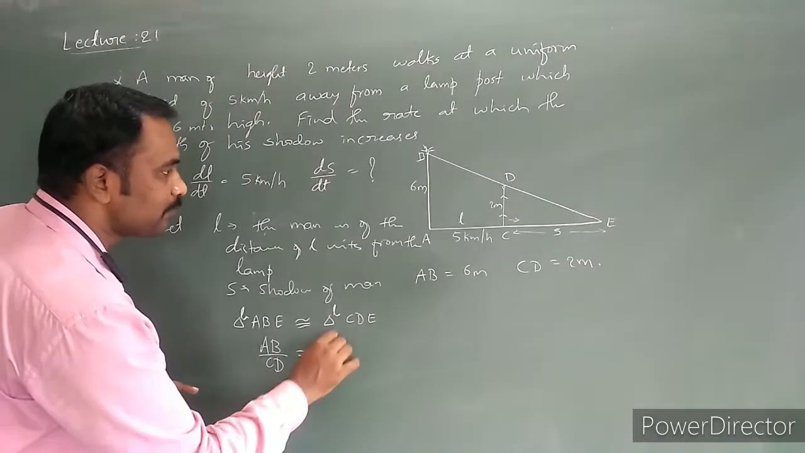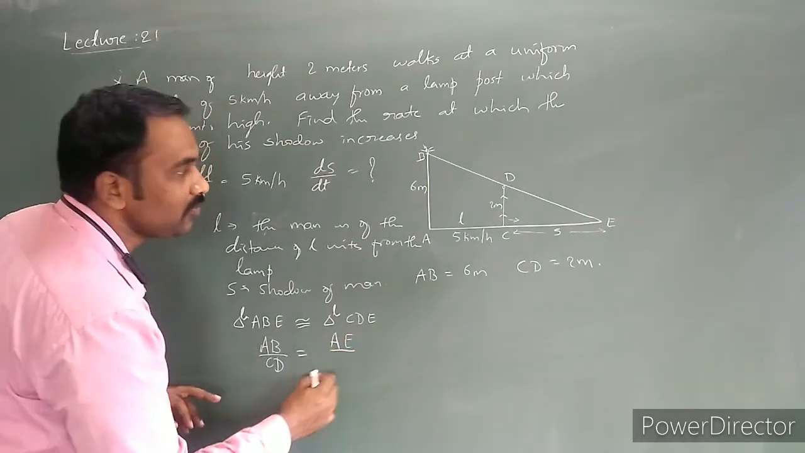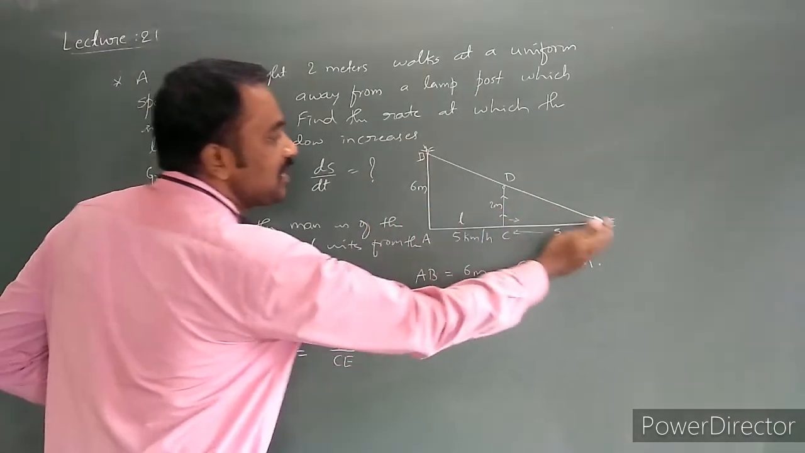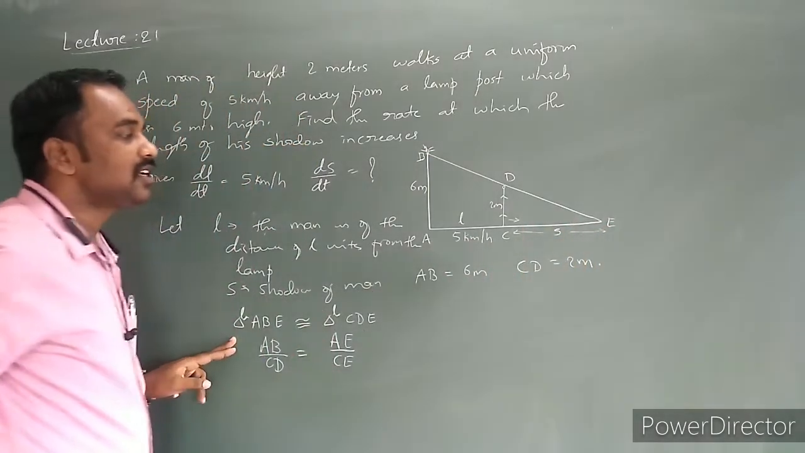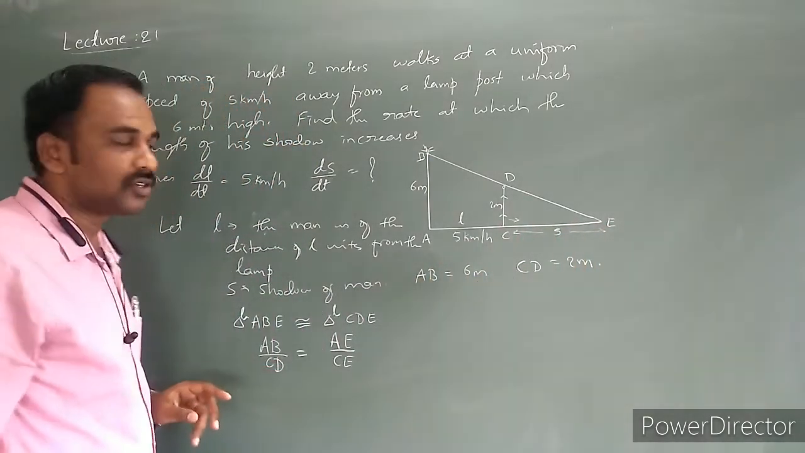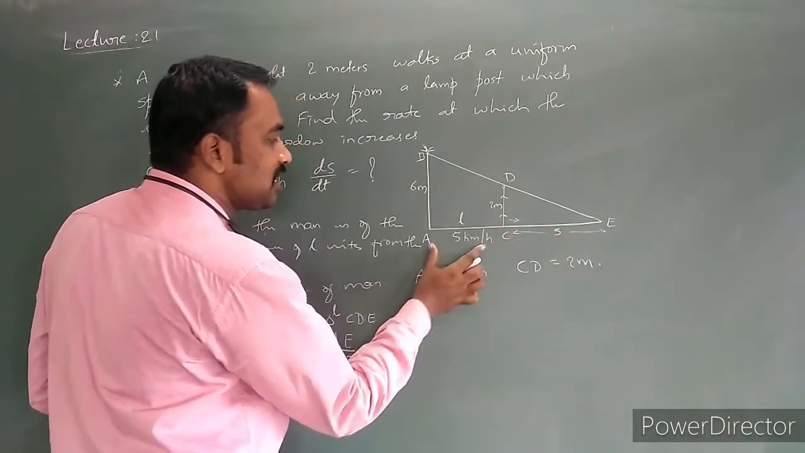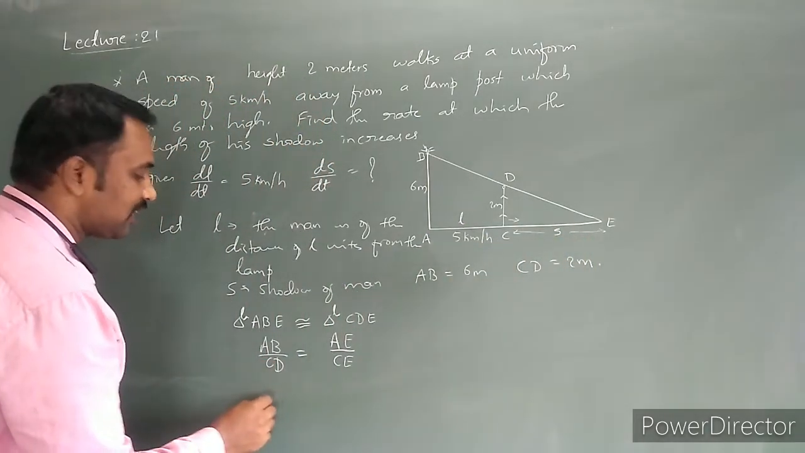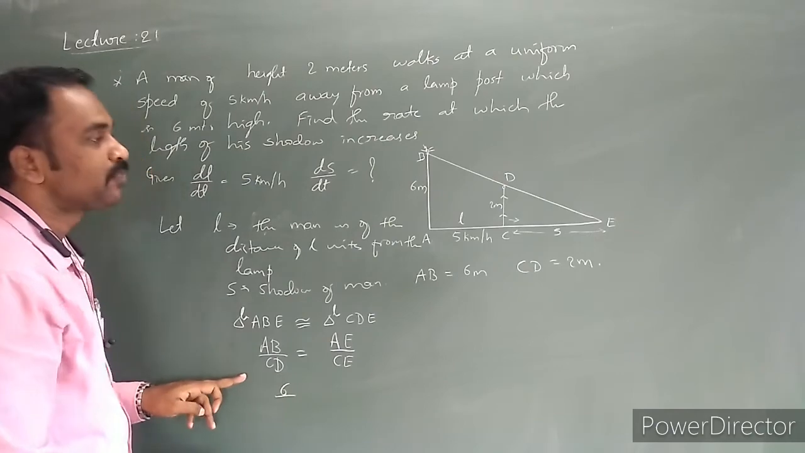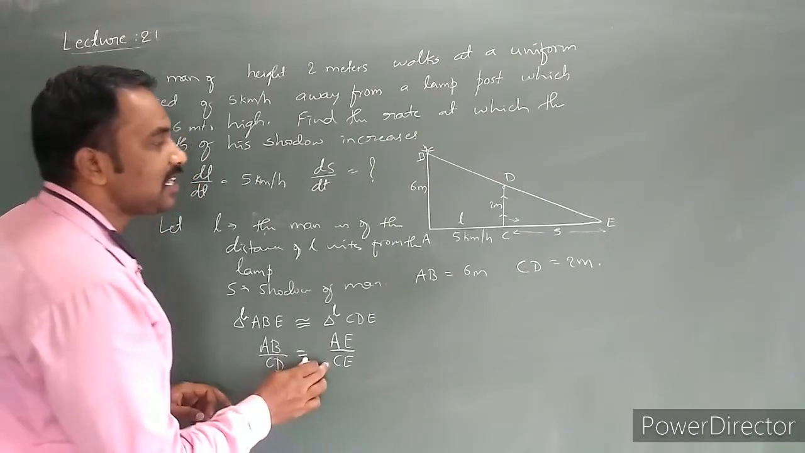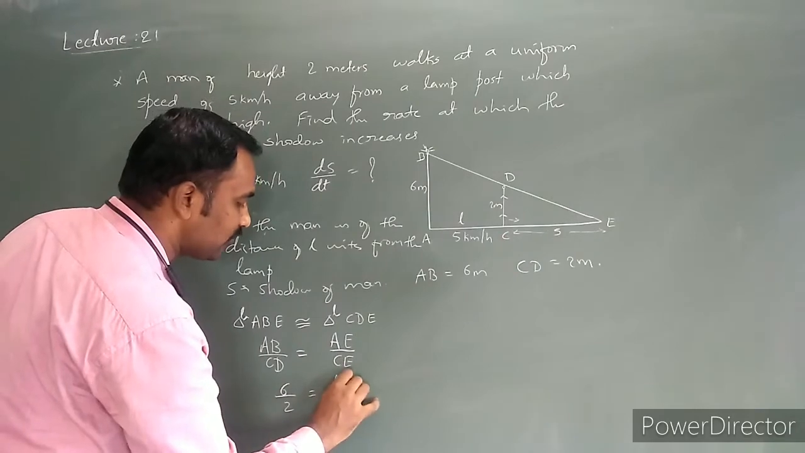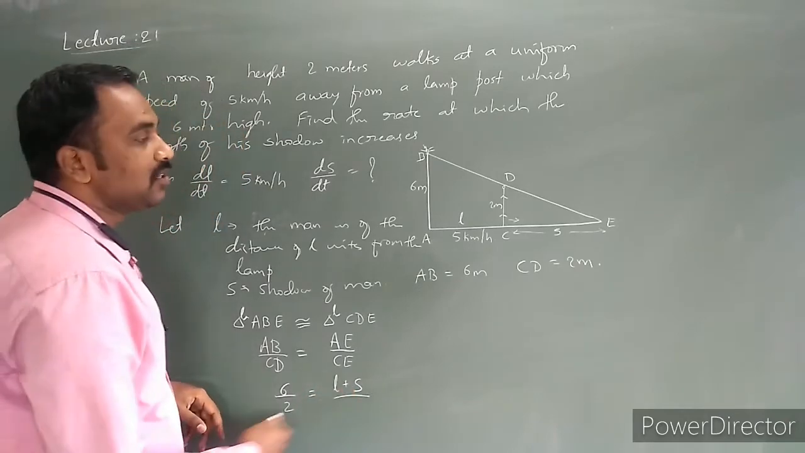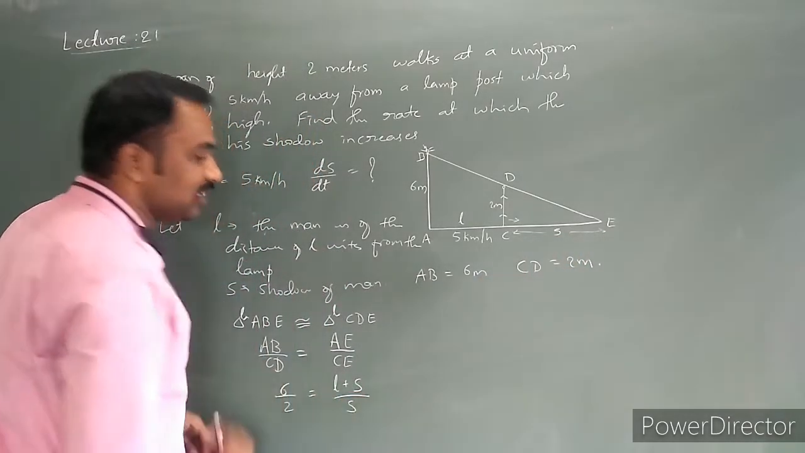So I take it as AE divided by CE. In triangle ABE, AE divided by CE. Do you know the AE value? You don't know, but we can get it. AC plus CE. How do you get AC plus CE? AC is nothing but L. CE is nothing but S. So what is AB? AB is 6 meters. What is CD? 2 meters. And AE, the whole length, we don't know, but we can write it as L plus S. We have already chosen L and S, divided by CE. What is CE? CE is nothing but S.